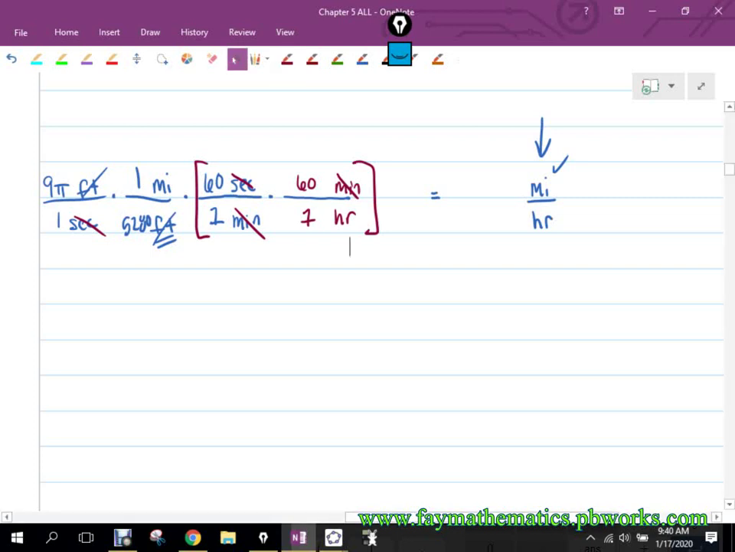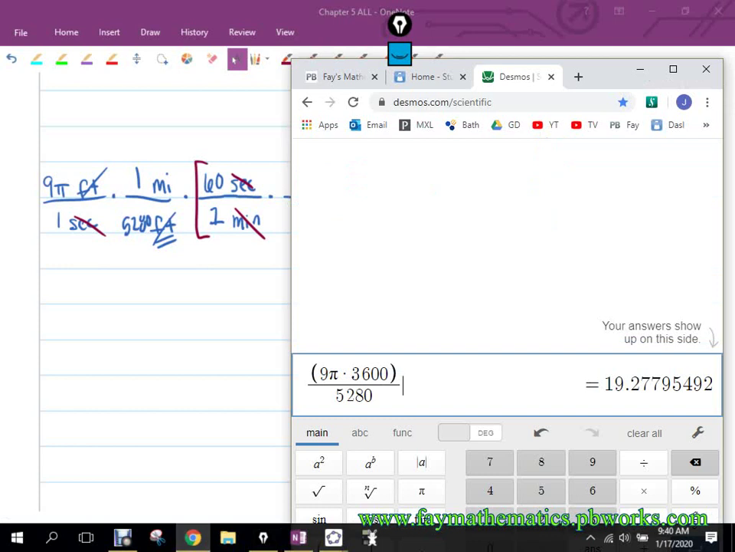If I multiply those things out, that's what you get. I multiplied it last period. So 9 pi times 3,600, and then we had 5,280 on the bottom. This thing's traveling at 19.3 miles per hour. That's low-key fast. Okay. For a kid swinging, that kind of makes sense.